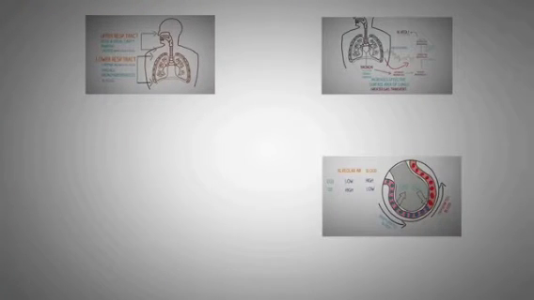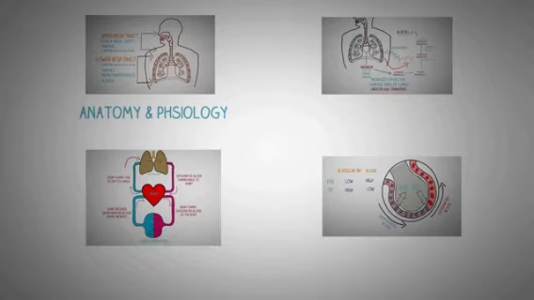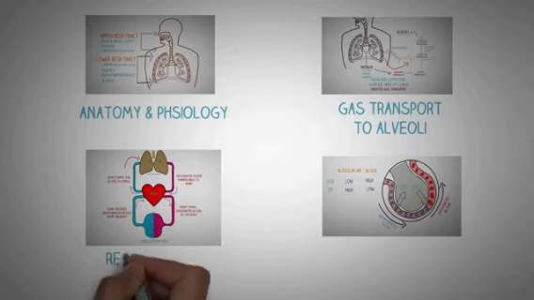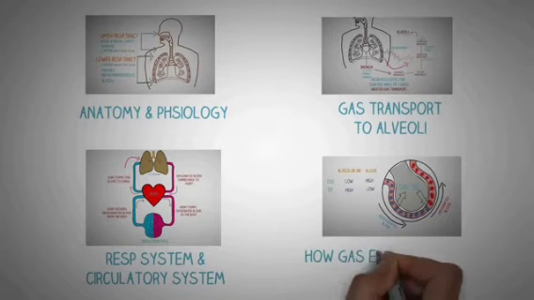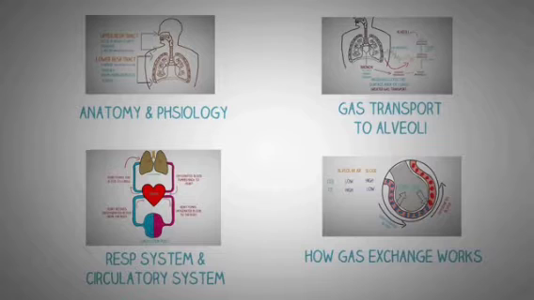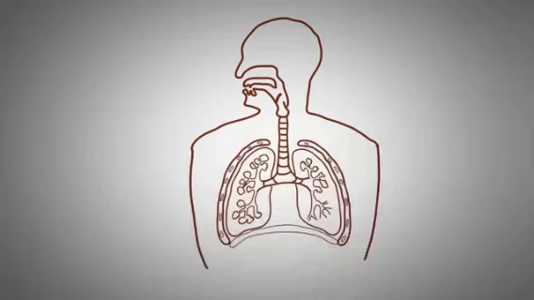In land animals, the respiratory surface is interlaced as lining of the lungs. The respiratory system consists of four parts: anatomy and physiology, gas transport to alveoli, respiration and circulatory system, and how gas exchange works.